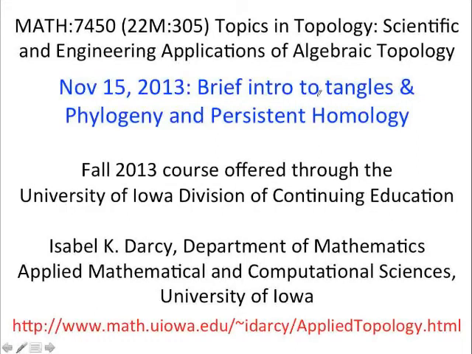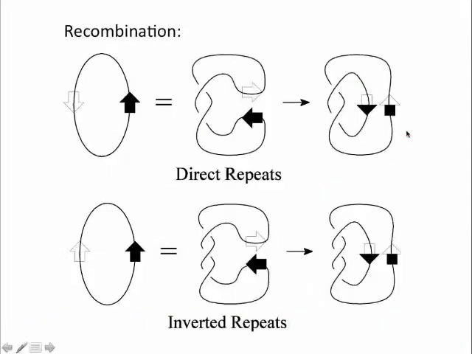So today we'll give a brief introduction to tangles applied to modeling the action of proteins on circular DNA, but we'll focus mostly on applying persistent homology to viral evolution. Recall that recombinases are proteins that can cut or link DNA. So we can cut the DNA and thus change the DNA topology.